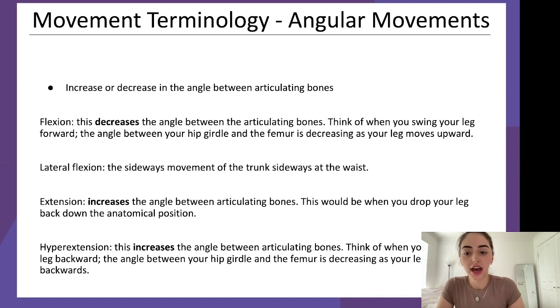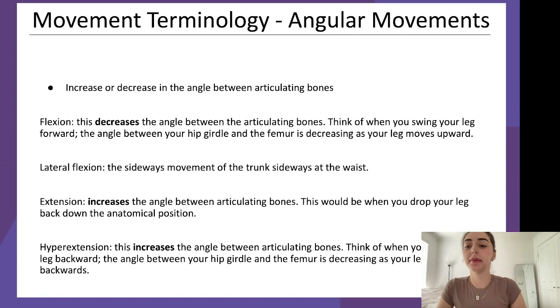Okay, so flexion. Flexion decreases the angle between the articulating bones. Think of this when you swing your leg forward. You're decreasing it. The angle between your hip girdle and the femur, which is your leg bone, is decreasing as your leg moves upwards. Think of it almost like 90 degrees when your leg is straight. When you kick your foot upward or swing your leg upward, you're decreasing the angle.